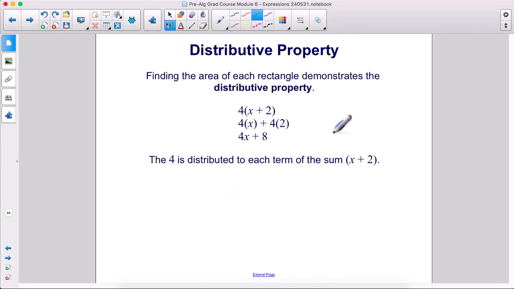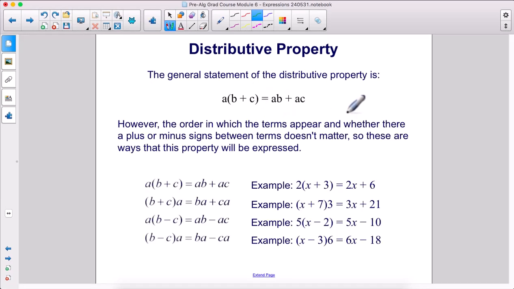Finding the area of each rectangle demonstrates the distributive property. 4 times x plus 2 can be rewritten as 4 times x plus 4 times 2. And 4 times 2 is 8. Therefore, this expression is the same thing as 4x plus 8. The 4 is distributed to each term of the sum x plus 2.